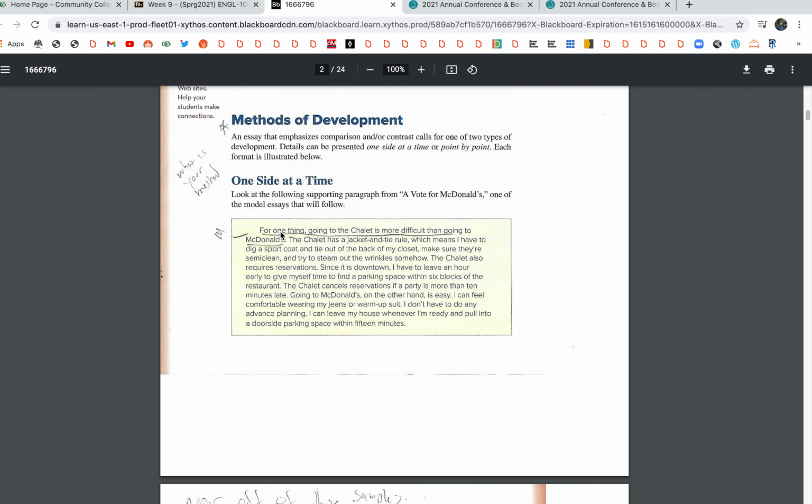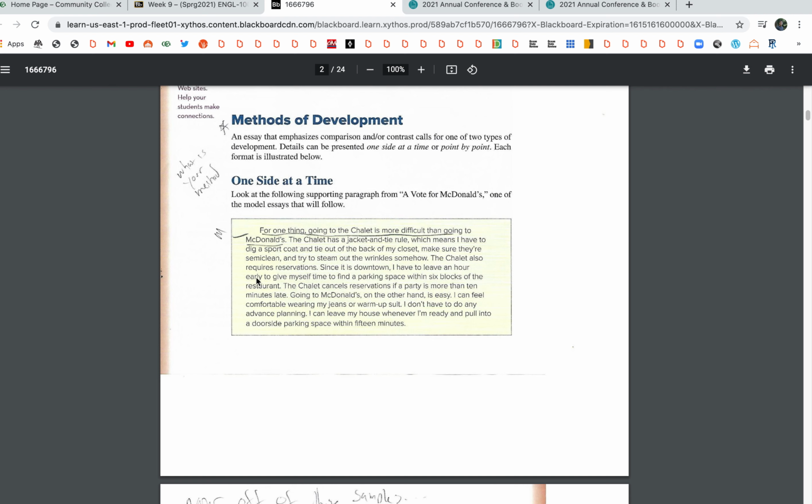This writer, for one thing, going to the chalet is more difficult than going to McDonald's. The chalet is some fancy restaurant. And you notice the first part of this paragraph talks about the chalet and the second part talks about McDonald's. The chalet has a jacket and tie rule, which means I have to dig a sport coat and tie out of the back of my closet, make sure they're semi-clean, and try to steam out the wrinkles somehow. The chalet also requires reservations. Since it is downtown, I have to leave an hour early to give myself time to find a parking space within 6 blocks of the restaurant. The chalet cancels reservations if a party is more than 10 minutes late.